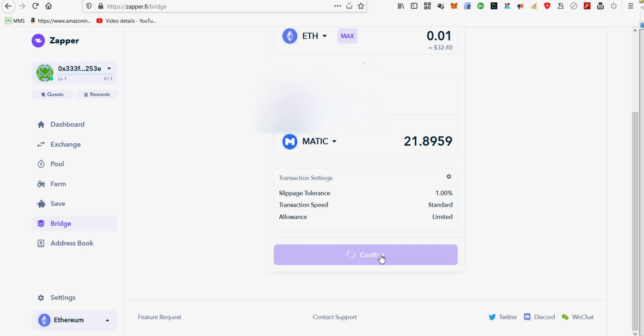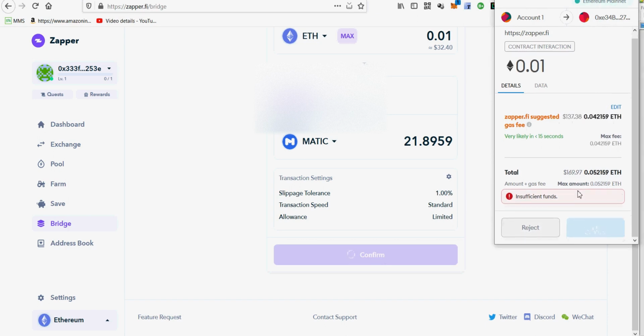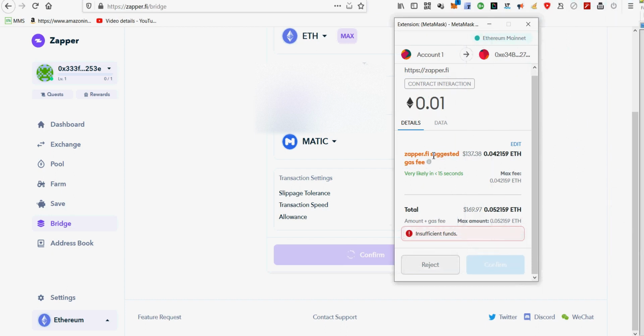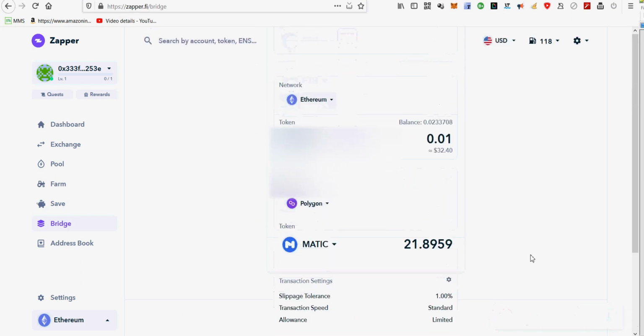In the Zapper.fi Bridge tab, you can switch tokens from one network to another network. For example, BNB from BSC to Polygon network BNB. In order to do the correct swap from one network to the other, you need to select the appropriate MetaMask network as well. Switching from Ethereum to BSC, you need to be on the Ethereum network of MetaMask. In this example I am trying to convert Ethereum from the Ethereum network to Matic tokens in Polygon. In this example I am converting 0.01 ETH in the Ethereum network to 21.79 Matic tokens in the Polygon network.